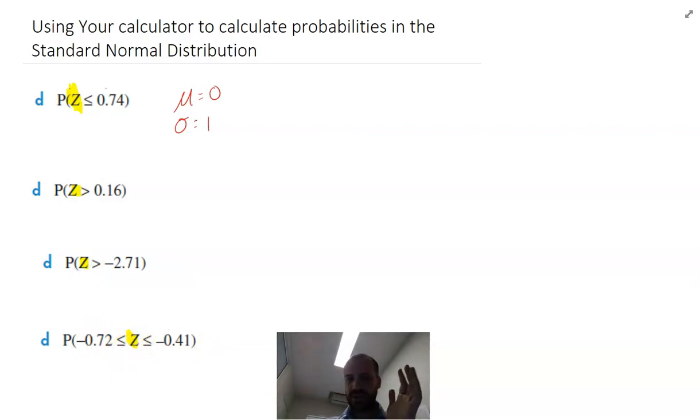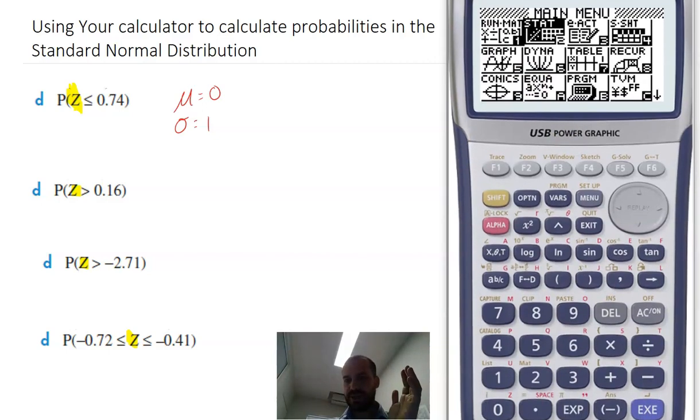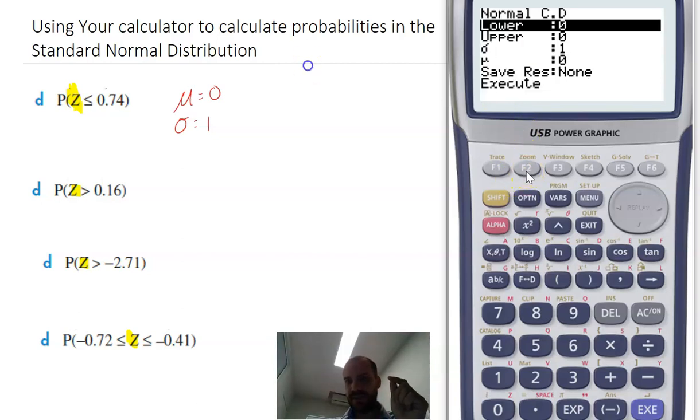Okay, calculator. This is going to be really straightforward. We're going to go into the STAT mode of our calculator, and then go down to distribution, DIST. There's all sorts of distributions, but we're using the normal distribution, F1. And then you've got these three options here. We're using the normal cumulative distribution, NCD.